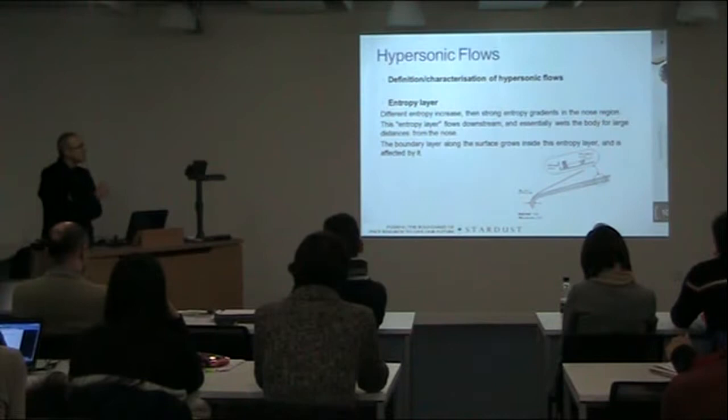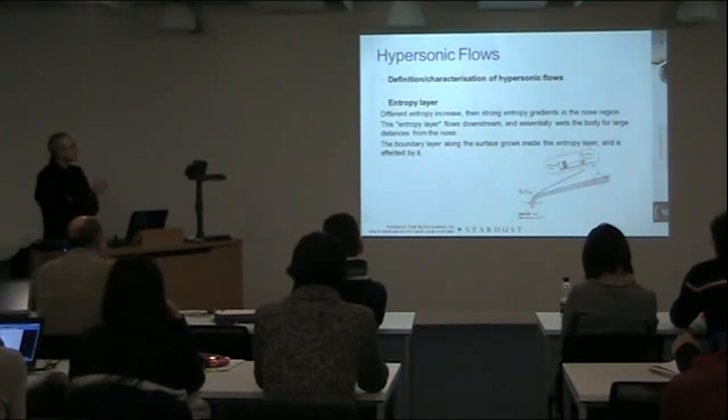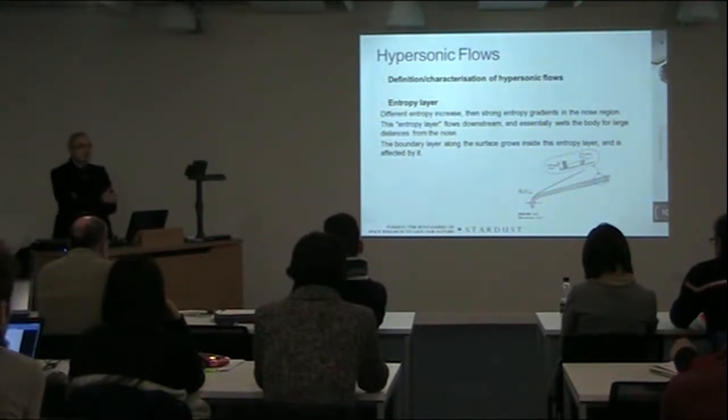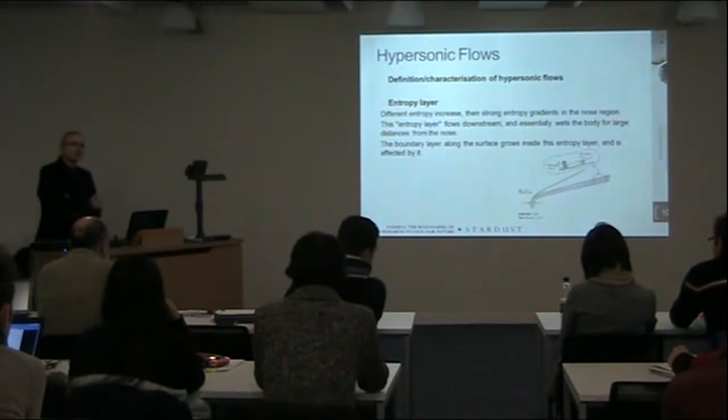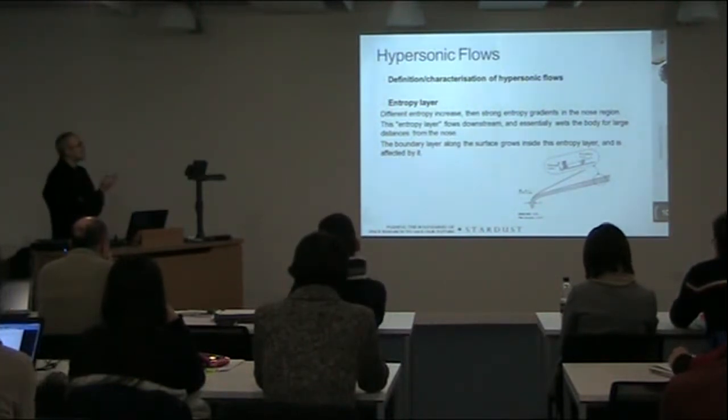So there is a gradient of entropy, and this is the creation of the entropy layer. This gradient of entropy flows down through the shock layer, and the boundary layer of the subsonic flow grows inside, and there is an interaction between the entropy layer and the boundary layer of the flow.